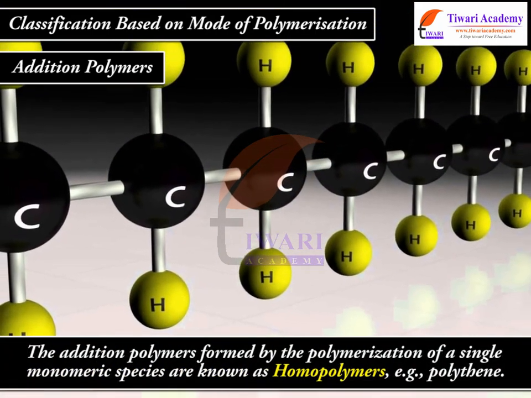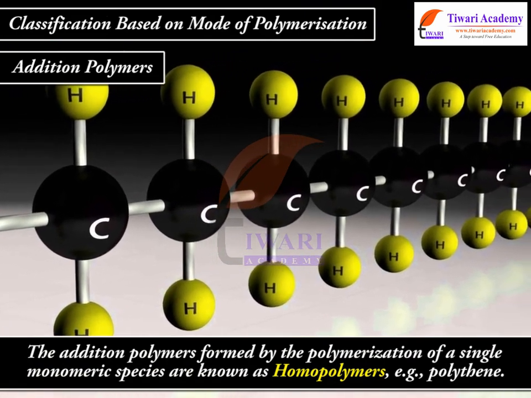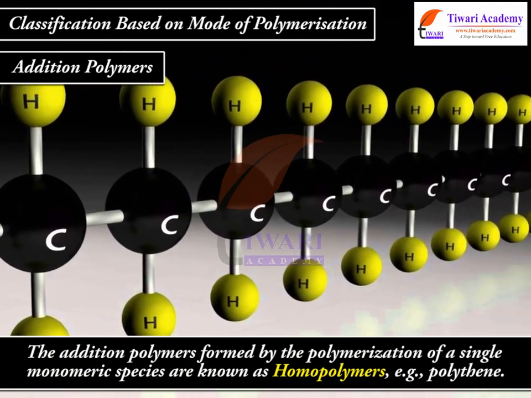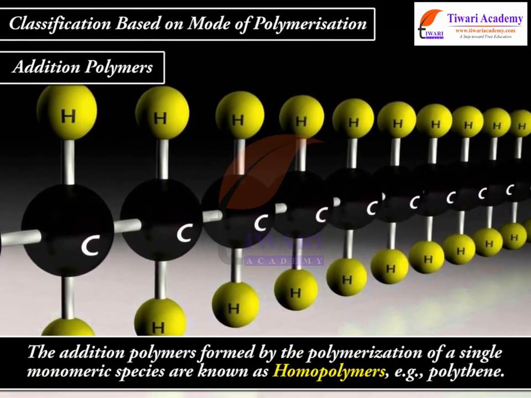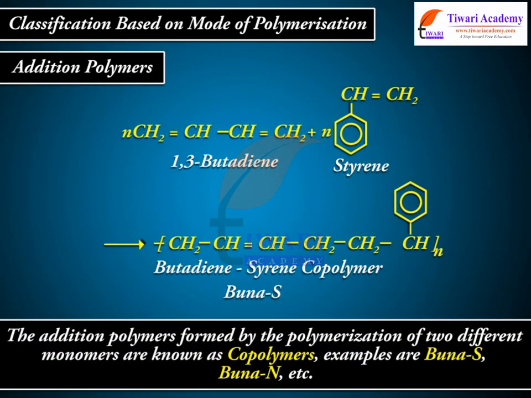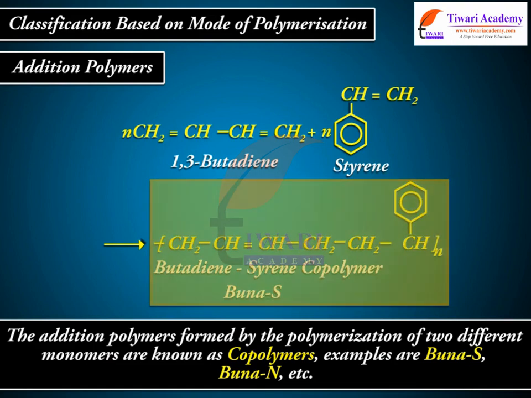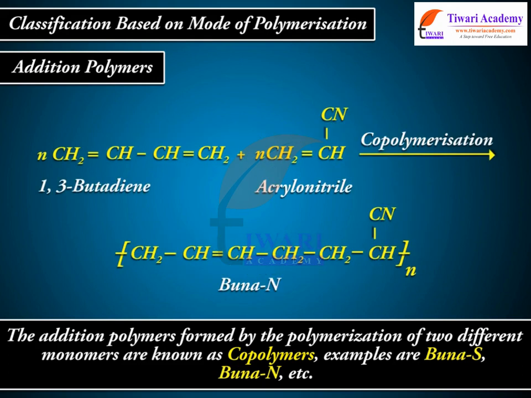The addition polymers formed by the polymerization of a single monomeric species are known as homopolymers. Example, polythene. The addition polymers formed by the polymerization of two different monomers are known as copolymers. Examples are Buna-S, Buna-N, etc.